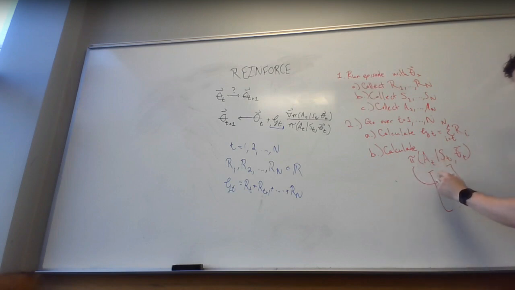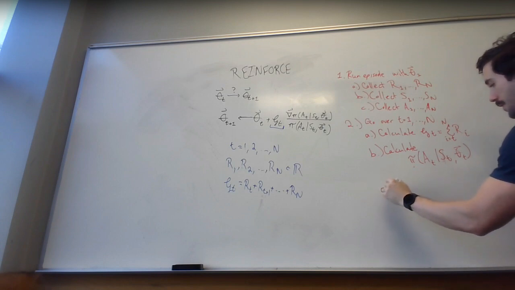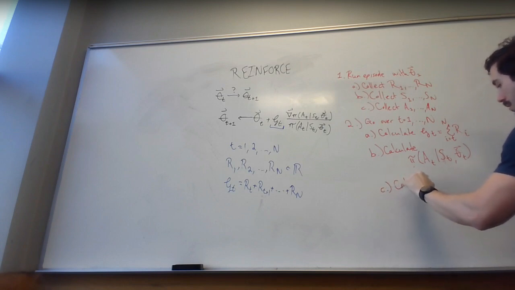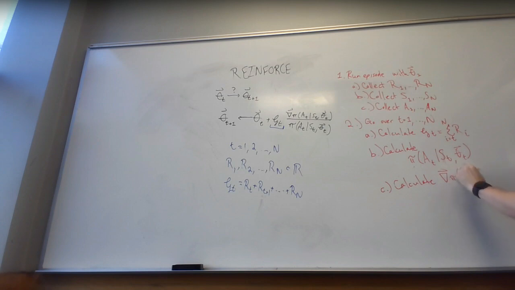Okay, so that's literally just this. And this only happens the first time step. So that's what pi A1 given S1 and theta 1 vector is, this number. So you calculate that guy. And then you calculate the gradient. So that's nabla pi AT ST theta T.